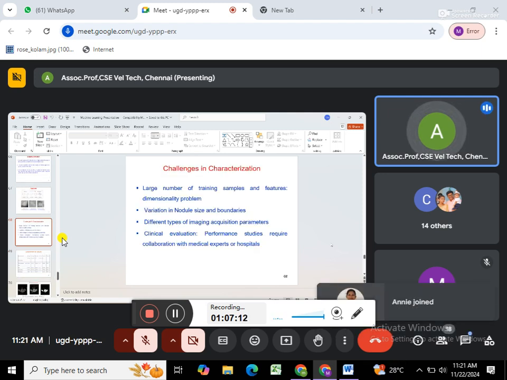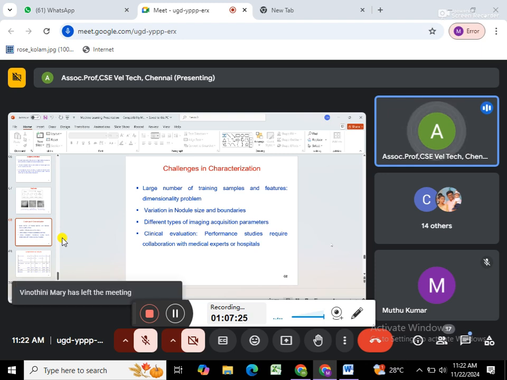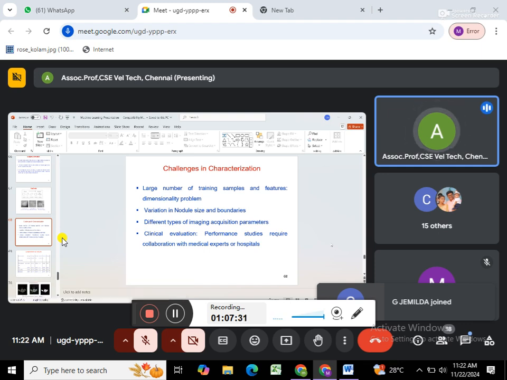The challenges we are finding in the characterization of that image are the large number of training samples and features, and dimensionality problems can be given. The number of training samples will be very large. Variation in nodal shape and size, I already told, with various shapes like circular, oval, or stellate, right? Different types of imaging acquisition parameters are there.